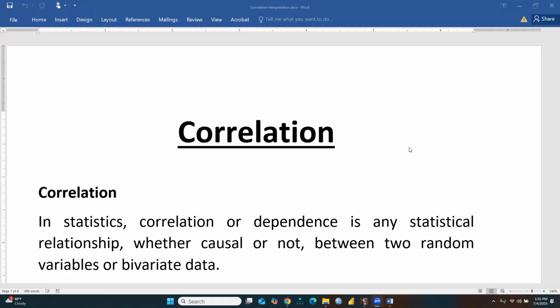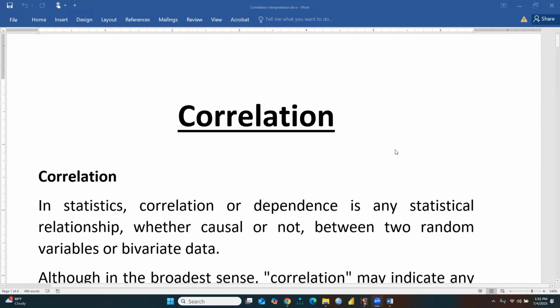Hi everyone, let's begin correlation with the use of Gretl. And today we are going to understand analysis of the correlation, interpretation of the correlation. But before starting this, first we will understand what is correlation.